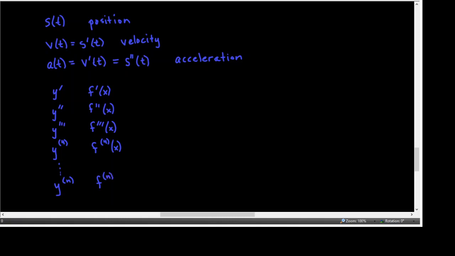So the nth derivative would be y, the nth derivative of y, the first one I wrote, and this is the nth derivative of f. Okay, now let's talk about Leibniz notation.